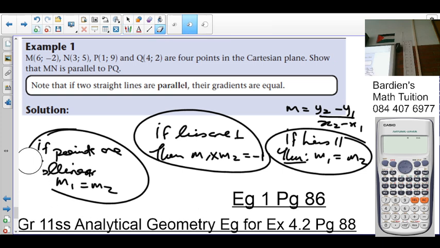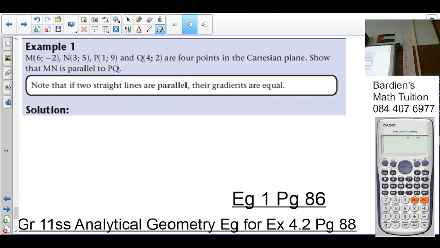Okay, so let's go. The first question says, example: if M is (6, -2), N is (3, 5), P is (1, 9), and Q is (4, 2) are 4 points in the Cartesian plane. Show that MN is parallel to PQ. People, if lines are parallel, what do we know? Gradients are equal. So we must prove that the lines are parallel, we then prove that the gradients are equal.